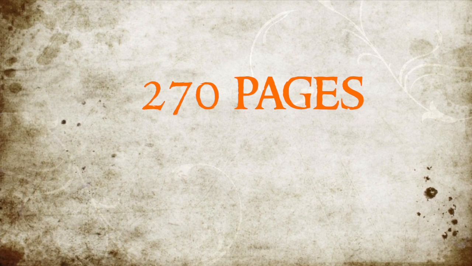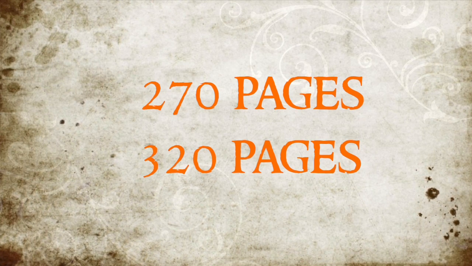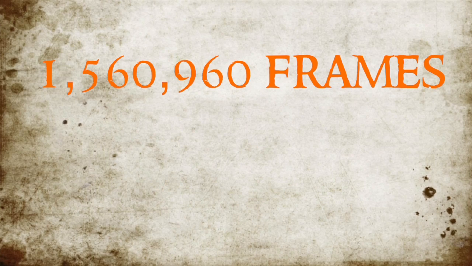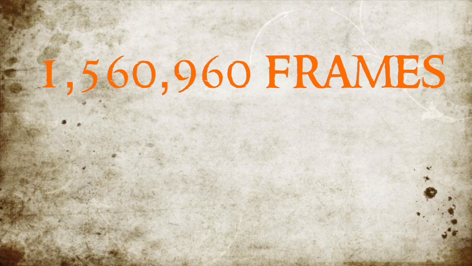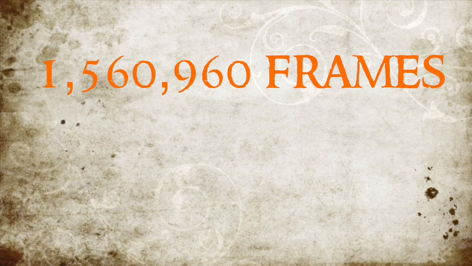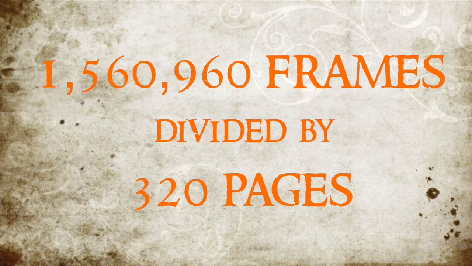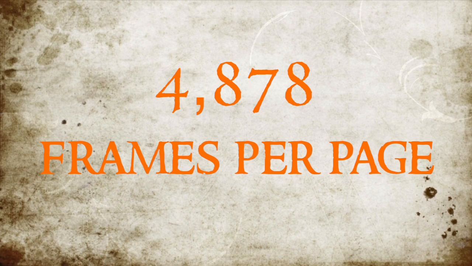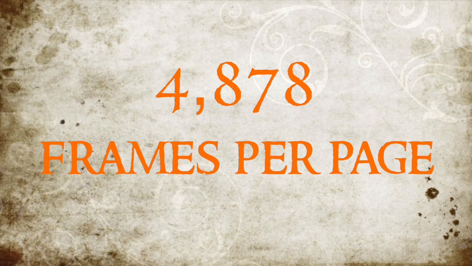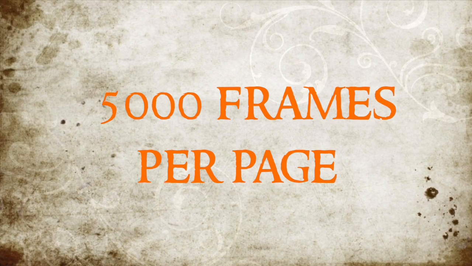But what about the length of the novel? Everyone says The Hobbit is a short novel, and it is. Different versions have different paginations, but they range anywhere between 270 pages to around 320. So for the purposes of argument, let's take the top end. Let's take 320 pages. 1,560,960 frames divided by 320 pages gives you 4,878 frames per page. Think about it. That's nearly 5,000 frames of film per page of novel.